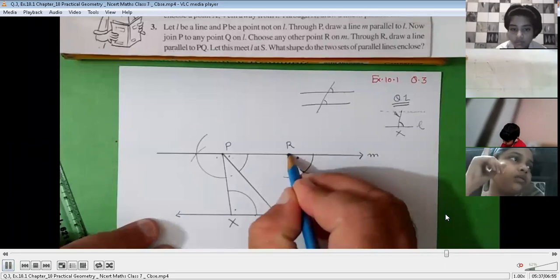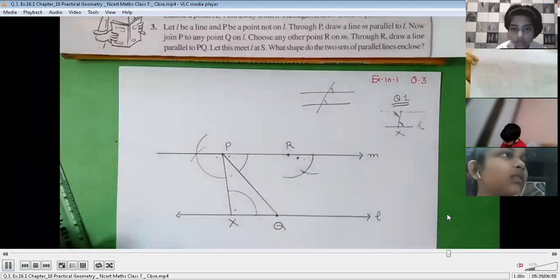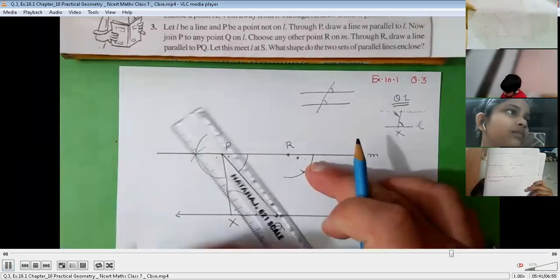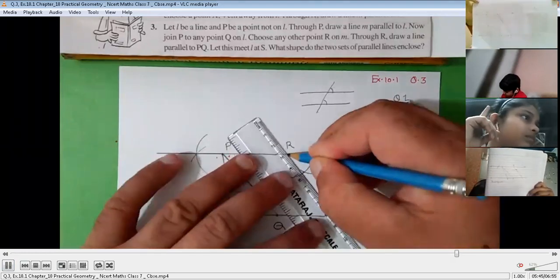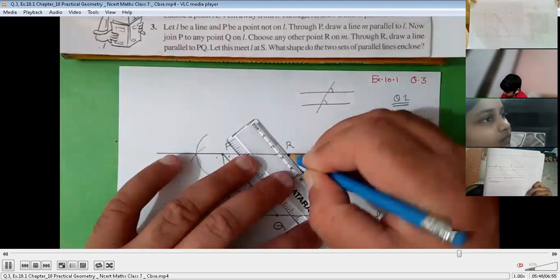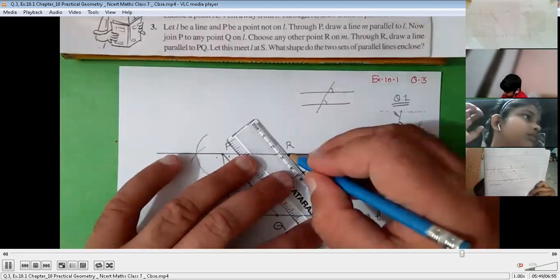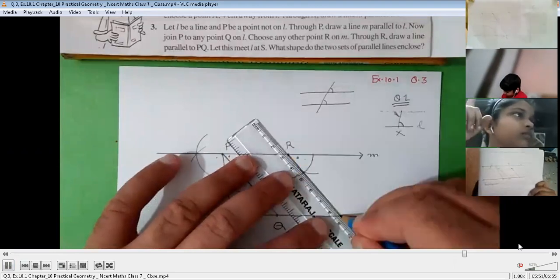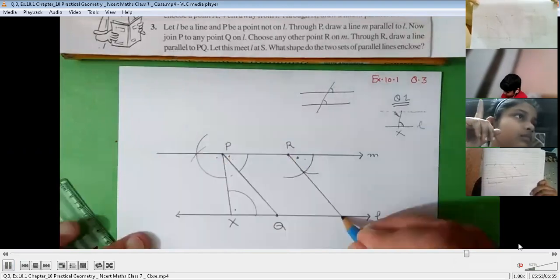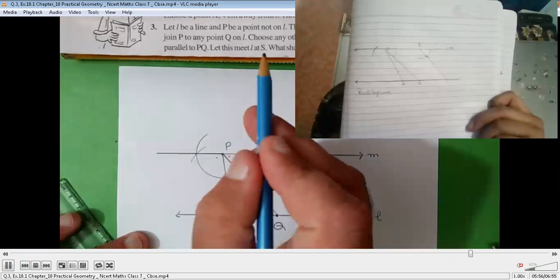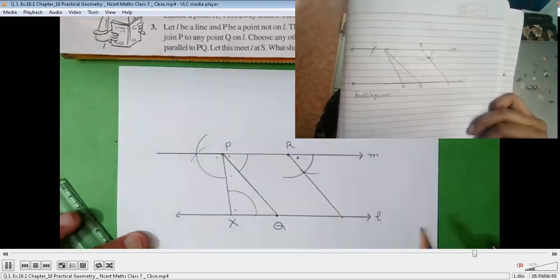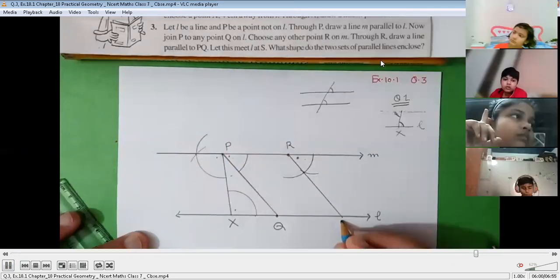Yes, again I'm telling you, you have to draw a line passing through R. This line will pass through R, like this. Swastik, I'm checking yours, wait. And mark it as S. Yes, that's right. Swastik, your diagram is correct.